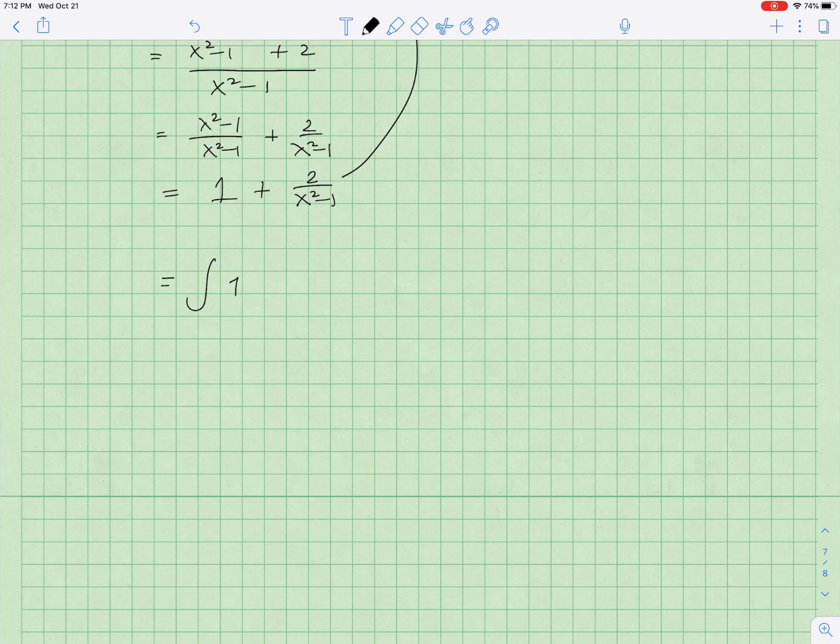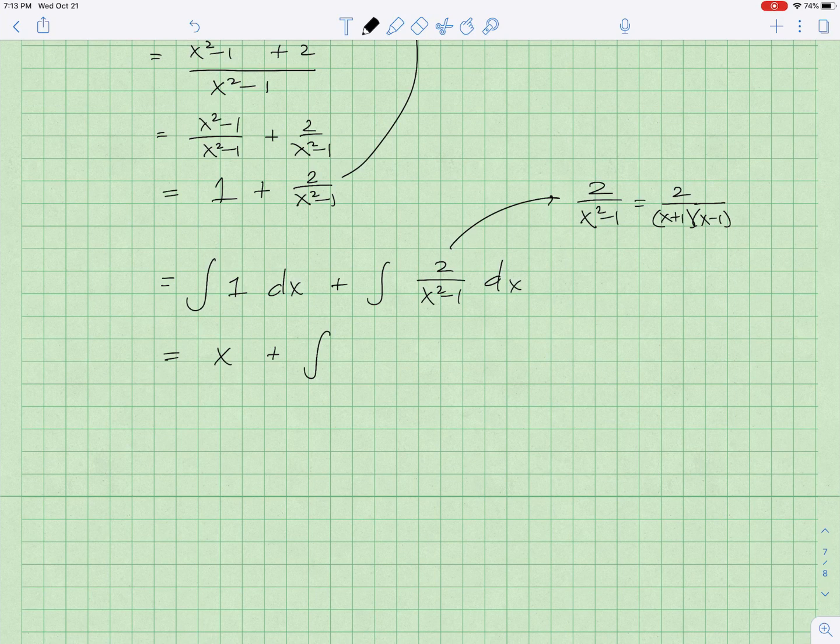This is equal to the integral of 1 dx plus the integral of 2 over x squared minus 1 dx. Now this is easy enough. That's just x. What we need to do here is some decomposition. That denominator, I guess I'll put this information in here since it's everybody's first time. 2 over x squared minus 1 is 2 over x plus 1 times x minus 1 when we factor the denominator. And that's going to be some a over x plus 1 plus some b over x minus 1.